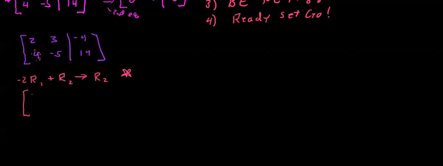So I have 2, 3, -4. -2 times 2 is -4, added to 4 is 0, voila. Negative 2 times 3 is negative 6. Added to negative 5 is negative 11. Negative 2 times negative 4 is 8. Added to 14 is 22.